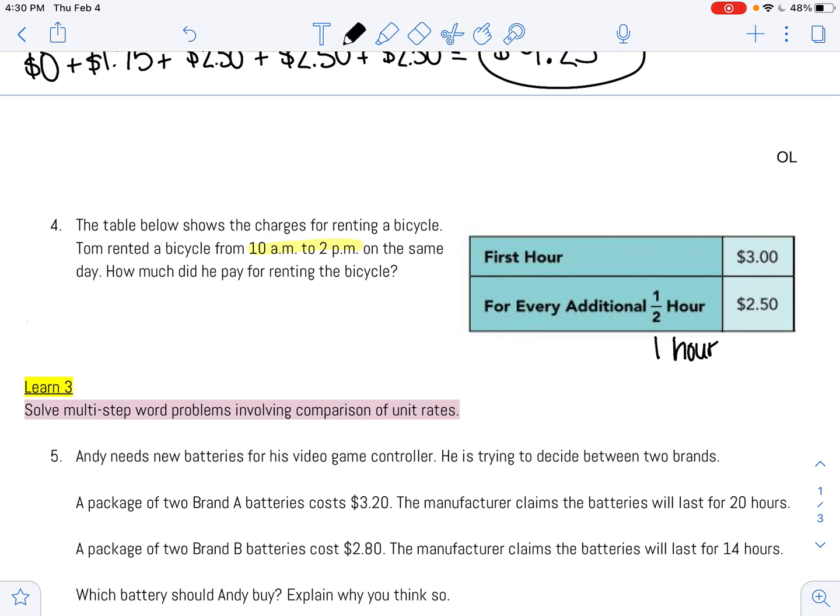So we could think about 1 hour being equal to $5, because if we look at our time frame here, he's not using a part of an hour from 10 a.m. to 2 p.m. We're going to come out to a whole number of hours. Let's work with this number as opposed to working with our $2.50. So from 10 a.m. to 2 p.m., that's a total of 4 hours. So we have hour 1, hour 2, hour 3, and hour 4.